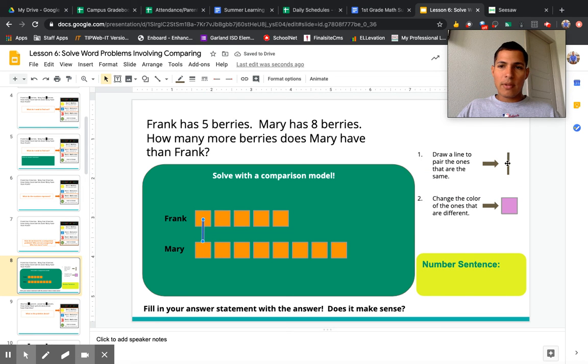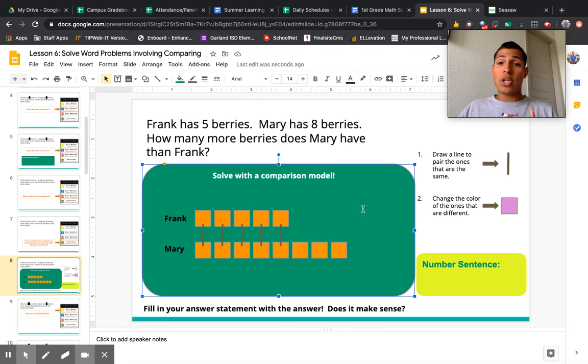So they got 1 of the same, 2 of the same, 3, 4, 5, right? So it looks like Frank and Mary have 5 of the same, because Frank has 5, Mary has 5 too, but she actually has some more.